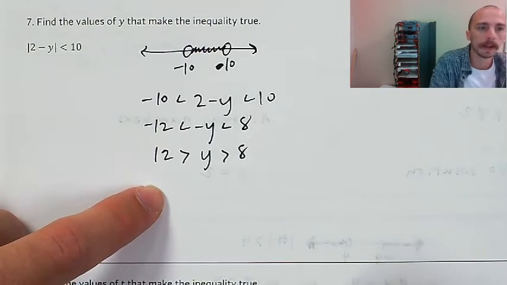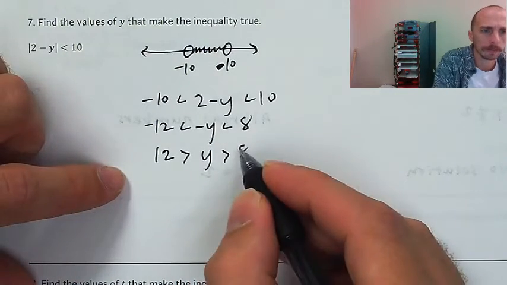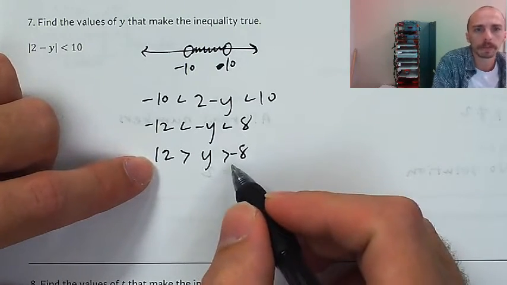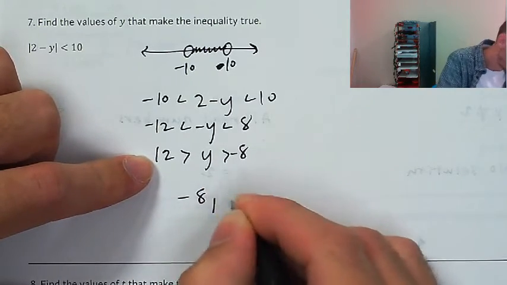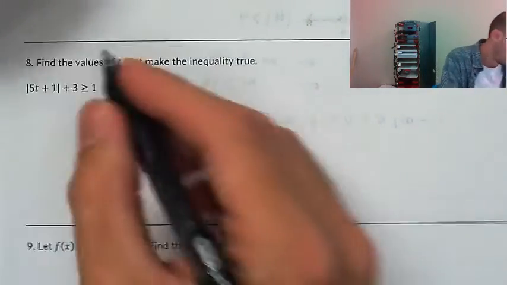And then I will say, okay, if I, wait. Yeah, that's got to be negative 8. That didn't feel right. And so if I wanted to write this as an interval, I'd say this is from negative 8 to 12, including neither of them, because those are strict inequalities. All right, there's 2 more.